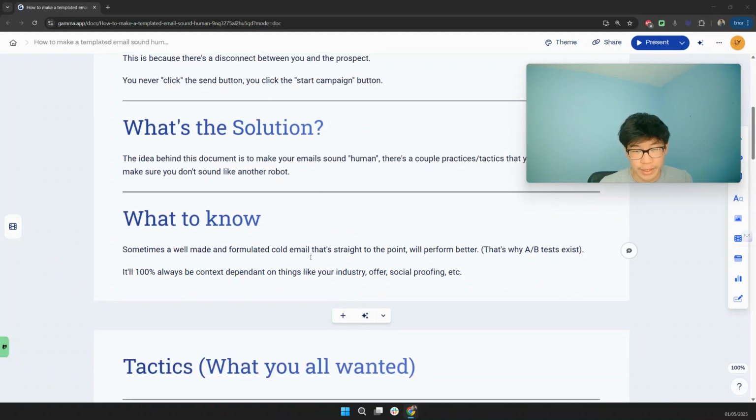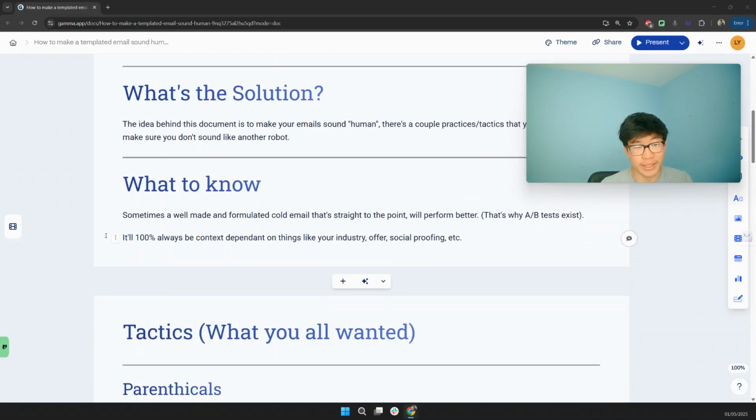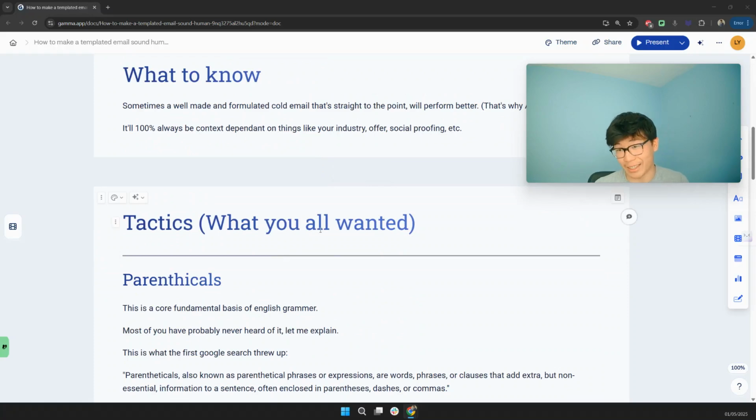Oh yeah, and what to know: sometimes well-formulated cold emails that are straight to the point outperform. Definitely depends. And that is why A/B testing will always be king. Full stop, bar none. Just A/B test. It will always depend on things like context, industry, offer, social proofing, etc. So there's that, and then we're going to get into tactics now.